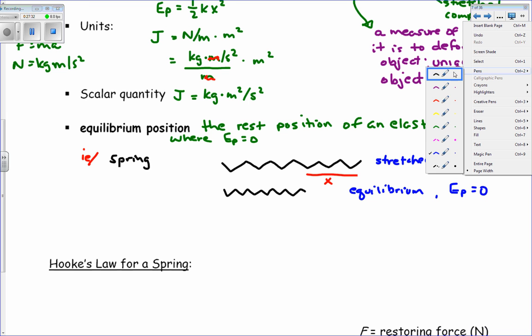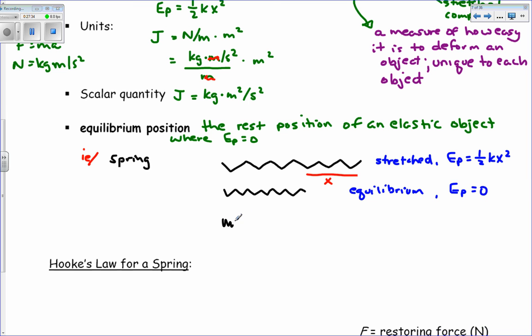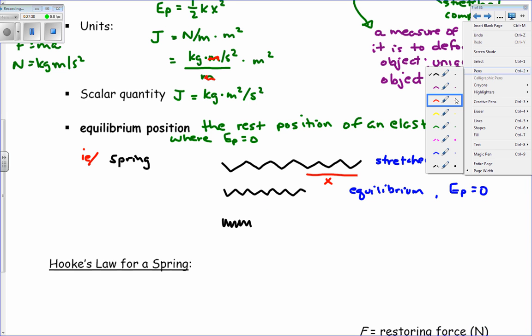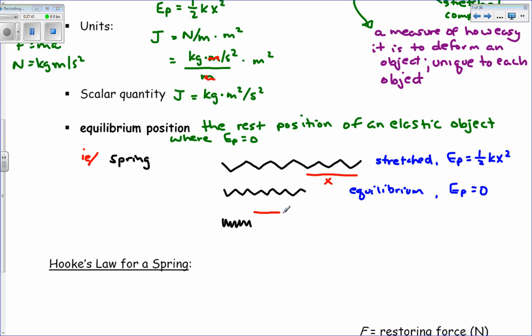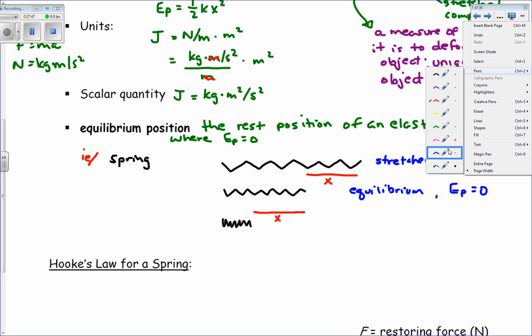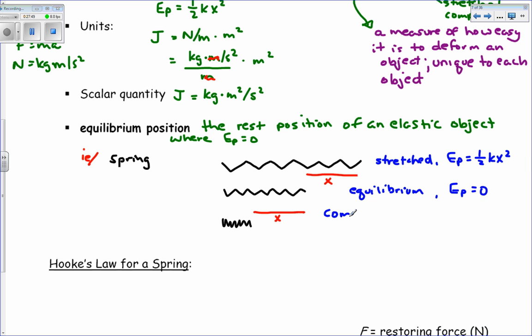You can also go the other way. You can compress it, so it gets really close together. So there it's compressed like that. And again, how much you've compressed it, that difference between the equilibrium position and where it's compressed to, that's x. And again, EP then is based on that x, so 1/2 kx squared. Okay.